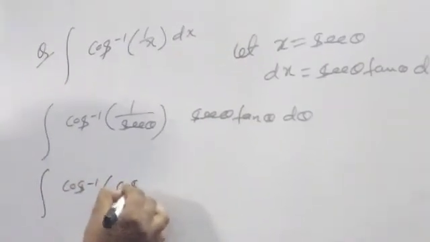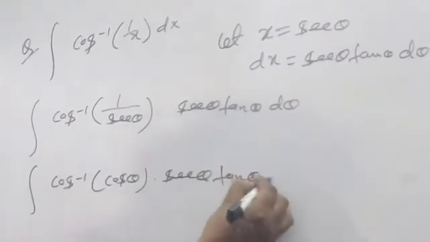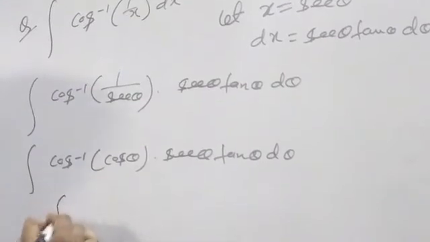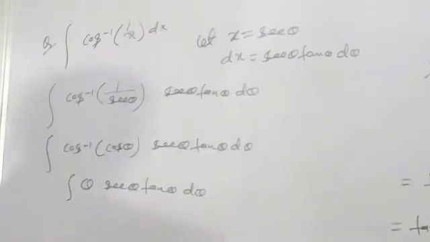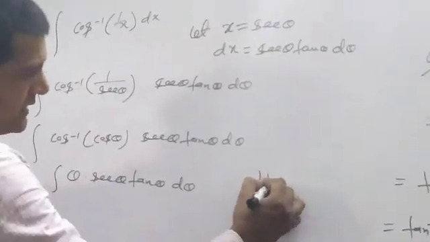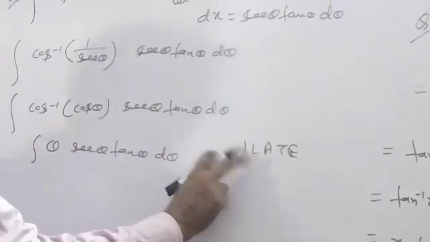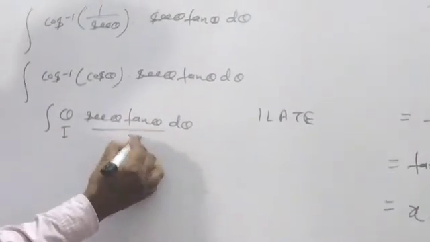And cos inverse 1 by sec means what? Cos inverse of cos theta, sec theta tan theta d theta. Cos inverse cos theta is equal to what? Theta, sec theta tan theta d theta. Okay. Now we are going to put the formula. Formula means ILATE. Inverse, there is no inverse. L log, no. A means algebraic. This is the first function and the rest is the second function.